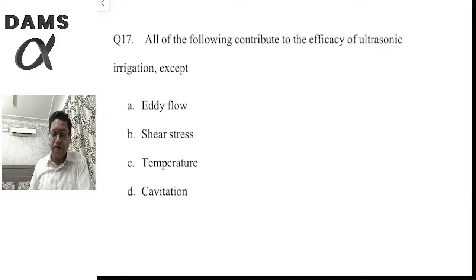Question number 17. All of the following contribute to the efficacy of ultrasonic irrigation except.